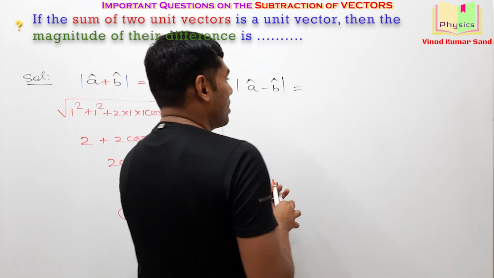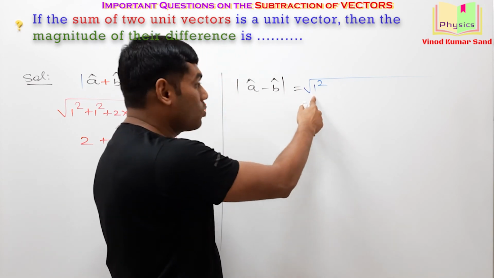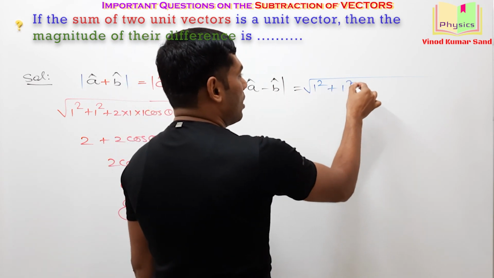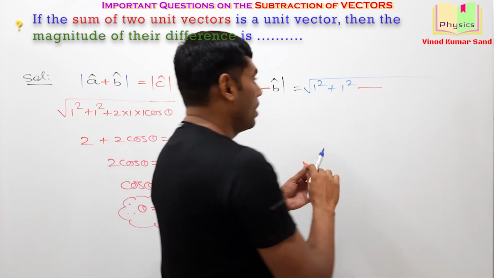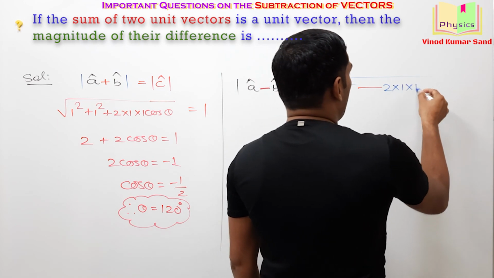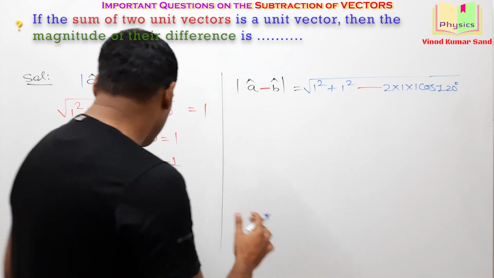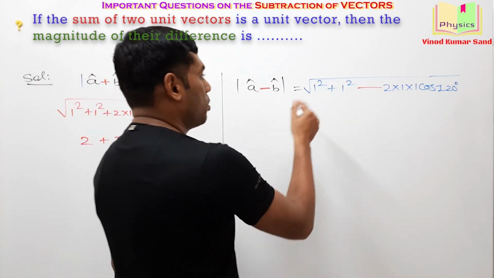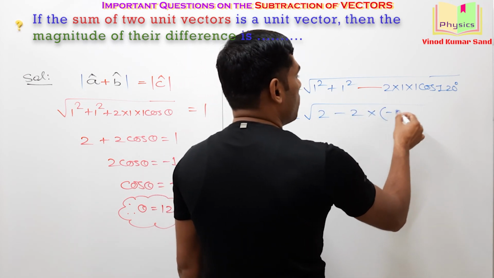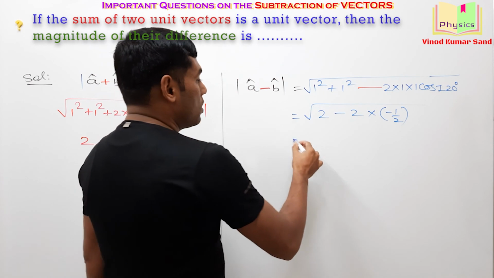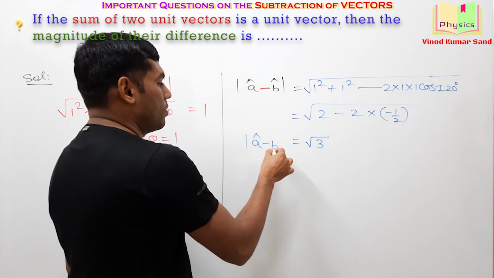Mod of a cap minus b cap, we know that root of 1 square, because it's a unit vector, so magnitude is 1. This is also a unit vector, so magnitude is 1. Then there is a negative sign because of this formula. 2 into 1 into 1 cos of 120 degree. We already know the value of cos 120 degree. Put that value here. 2 minus 2 into minus 1 by 2. On simplifying, this comes out to be root 3. That is the final answer.